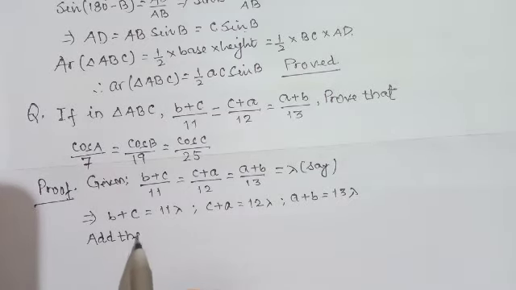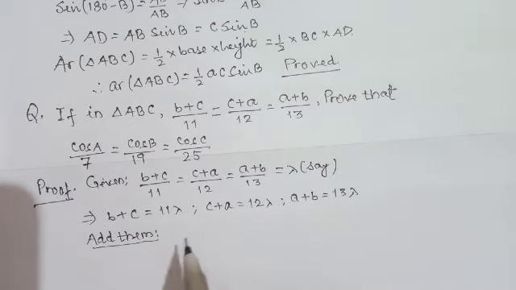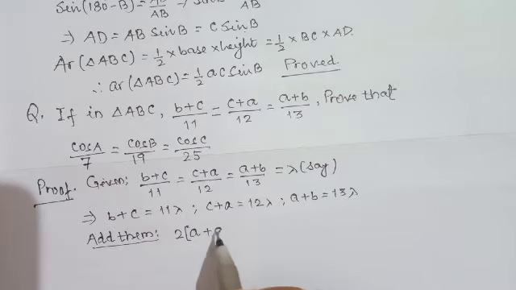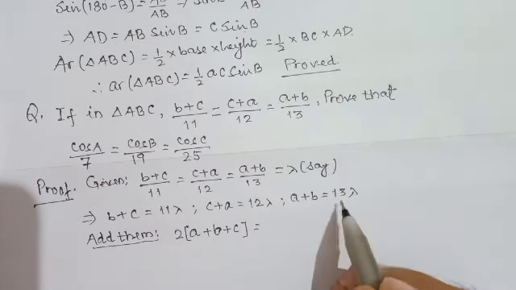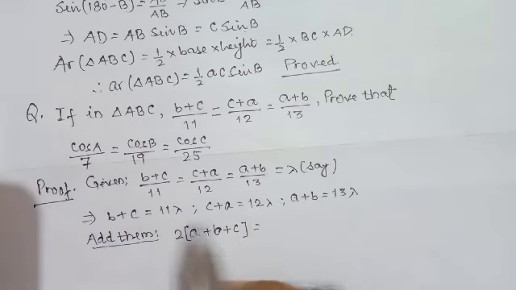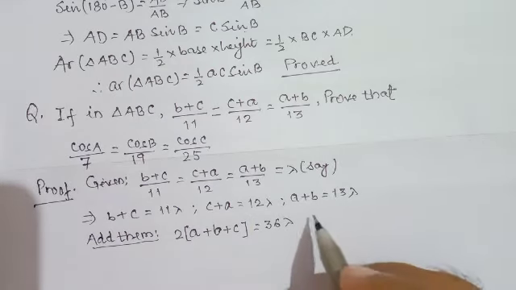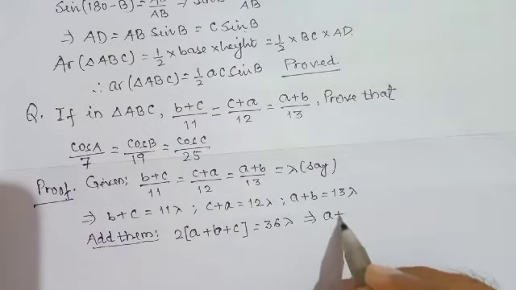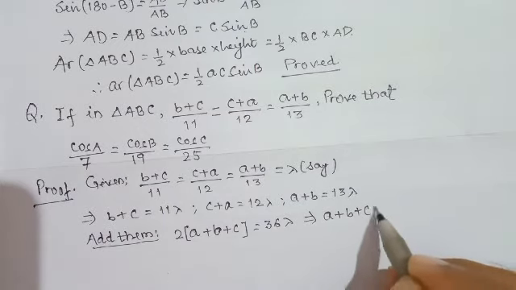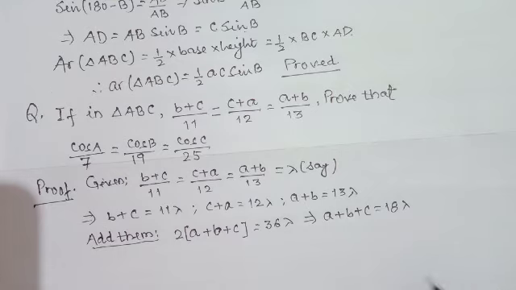Add all three inequations. On the left side we have 2A plus 2B plus 2C. It means 2 should be taken as common, and it should be A plus B plus C, that is 36 lambda, and hence A plus B plus C is equal to 18 lambda divided by 2.